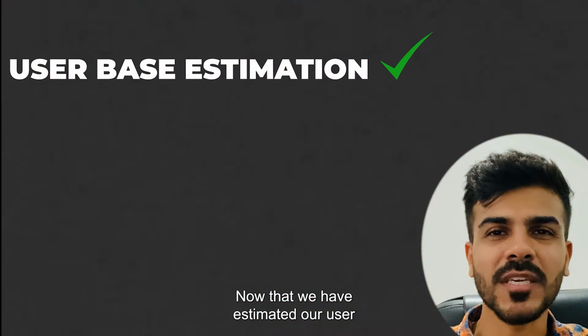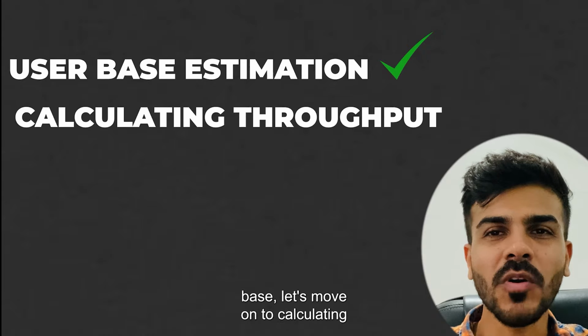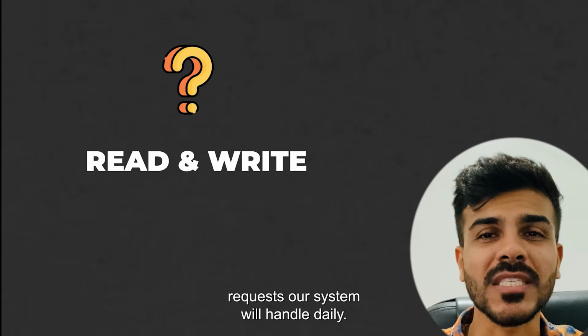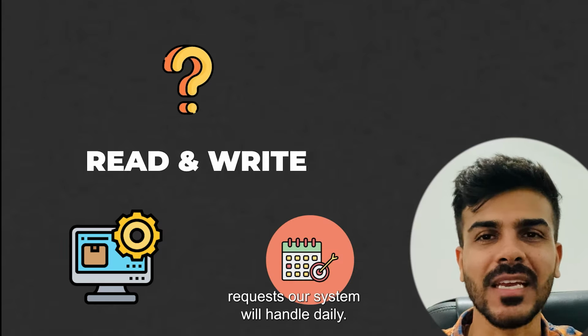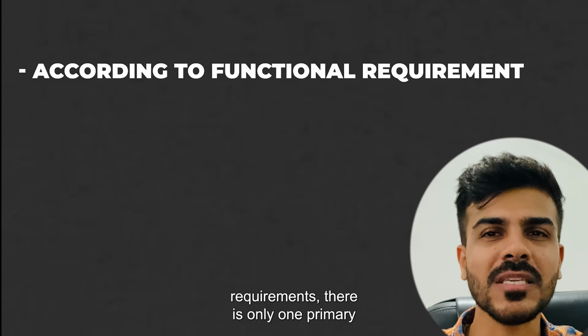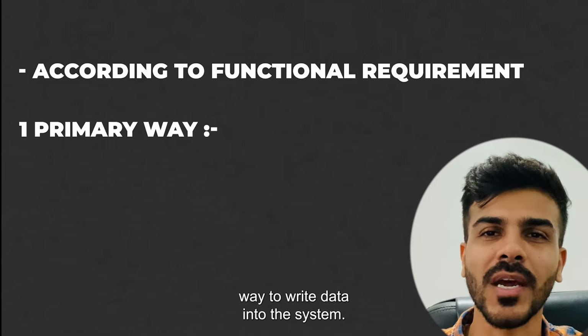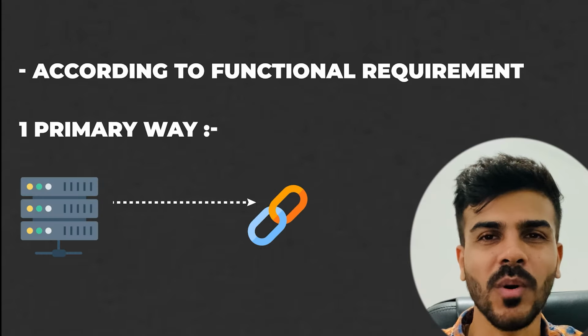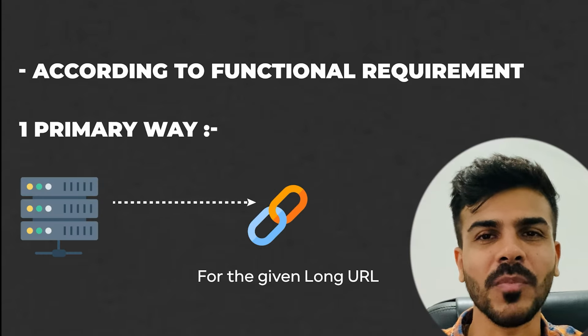Now that we have estimated our user base, let's move on to calculating the throughput, specifically how many read and write requests our system will handle daily. According to the functional requirements, there is only one primary way to write data into the system. That is when the server creates a short URL for the given long URL input from the client.